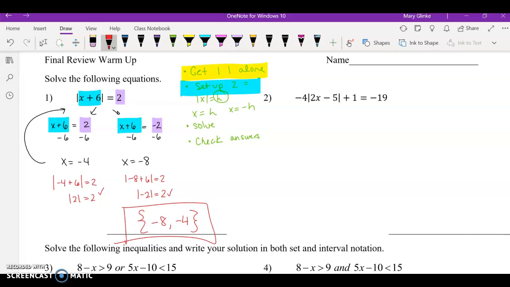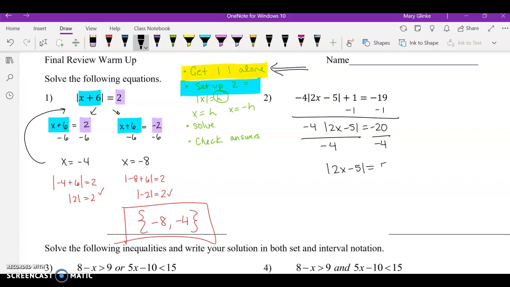For number 2, we cannot do step 2 yet until step 1 is done. So we have to get the absolute value alone. Please don't look at this and write equals 19 and -19. We have to get the absolute value alone first. So we are going to move the -1 to the other side, and then we're also going to divide both sides by -4.